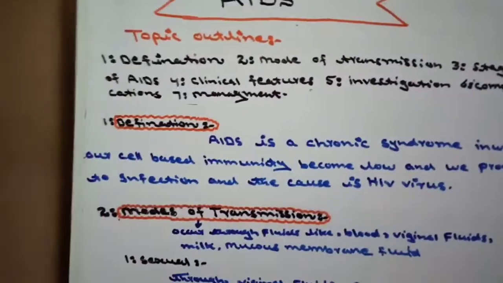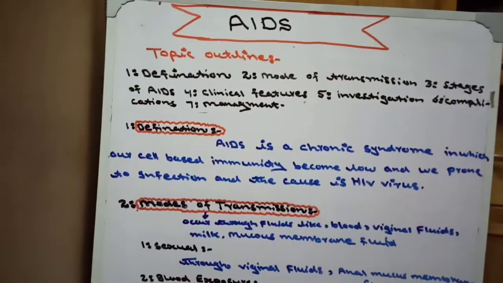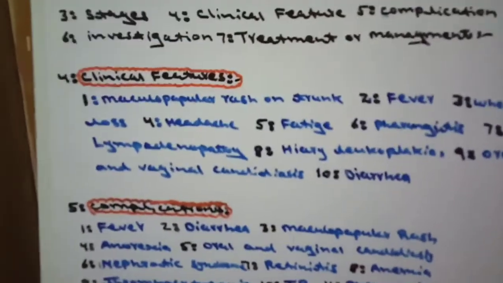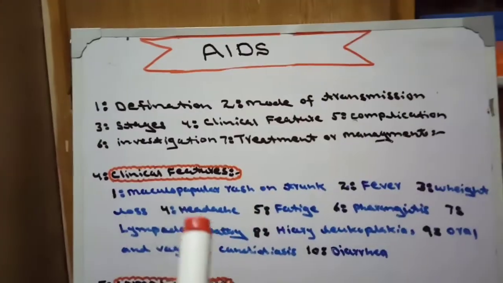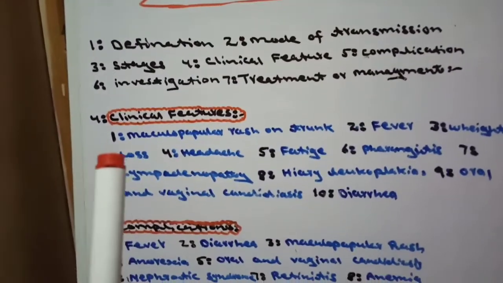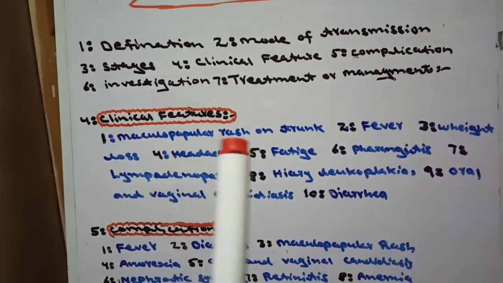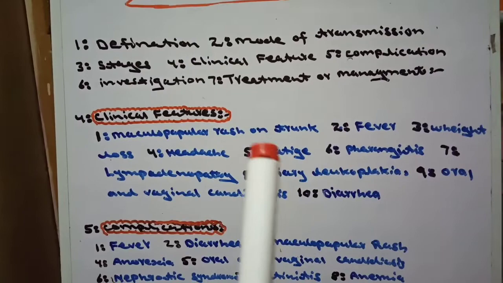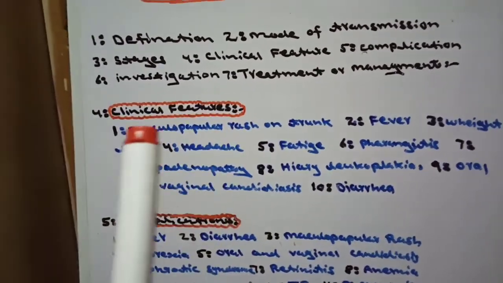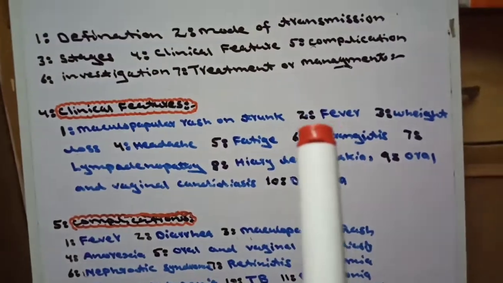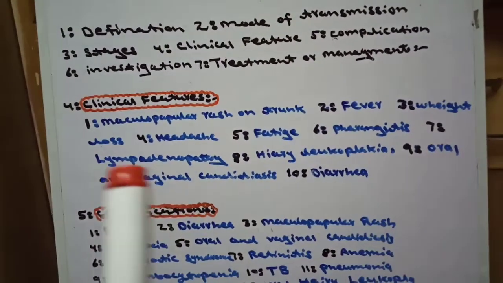Now we come to the clinical feature of AIDS. There are 10 clinical feature of AIDS. Number 1 is maculopapular rash on trunk. On patient trunk, there will be maculopapular rash, mean macule and papule. Number 2, fever. Number 3, weight loss.